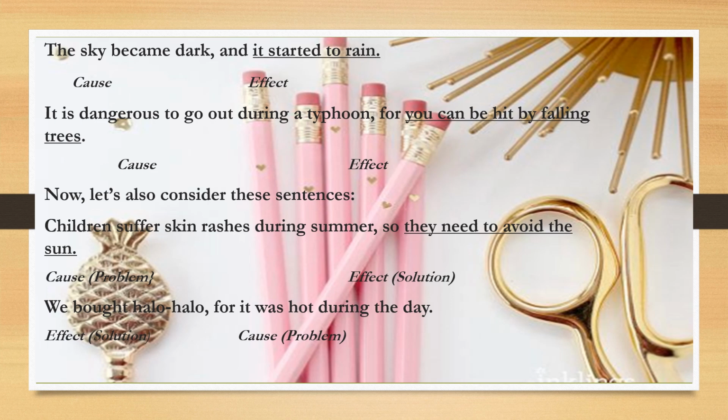Now, let's also consider these sentences. Children suffer skin rashes during summer, so they need to avoid the sun. The first event is the cause, which is the problem: children suffer skin rashes during summer. And they need to avoid the sun is the effect or the solution. We bought halo-halo for it was hot during the day. So, the effect is the solution, we bought halo-halo. And for the cause or problem, for it was hot during the day.